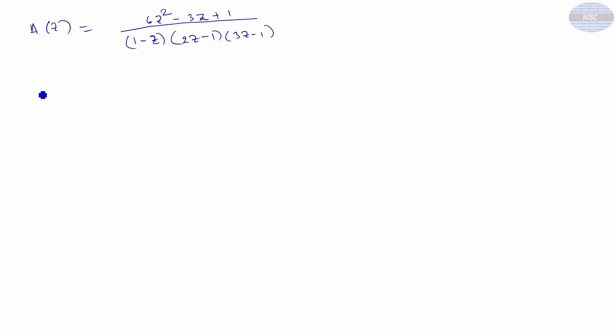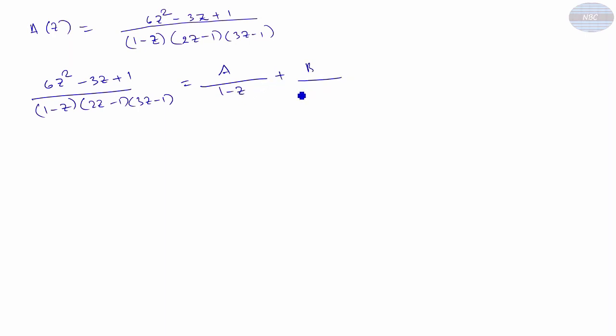Okay, so now let us use the partial fractions here. So 6z square minus 3z plus 1 divided by 1 minus z into 2z minus 1 multiplied by 3z minus 1. Okay, so in the partial fractions we can have three terms here, and we have three constants A, B, C. So A divided by 1 minus z plus B divided by 2z minus 1 plus C divided by 3z minus 1. Okay, so let us simplify this one and we'll find the value of A, B and C.